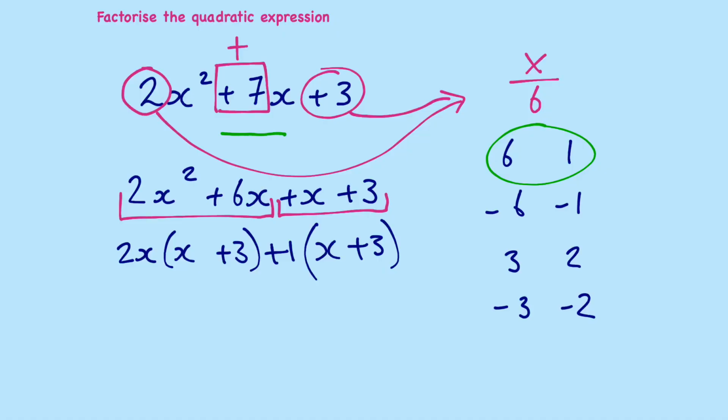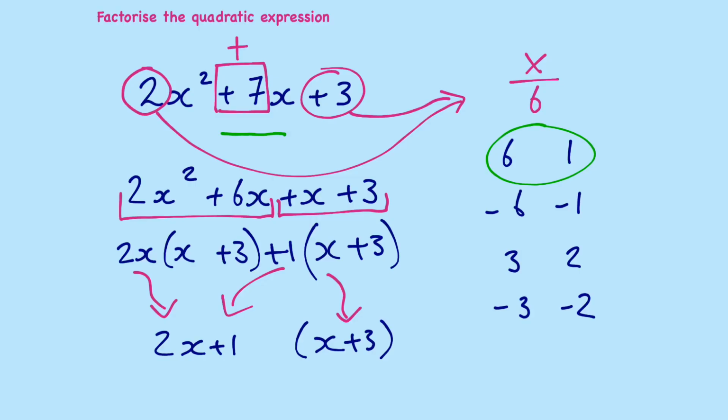So my final step is I bring one of the brackets down, so that's x plus 3, and then I combine the 2x and the 1. So that will give me 2x plus 1, and then put brackets around it. So we have our final answer.